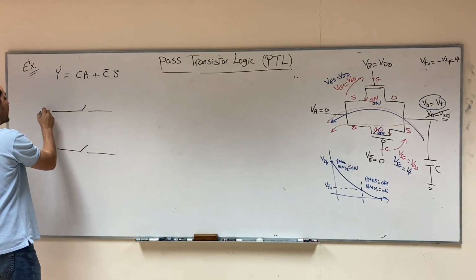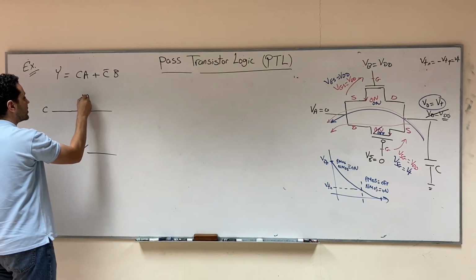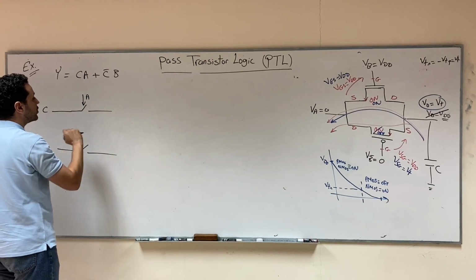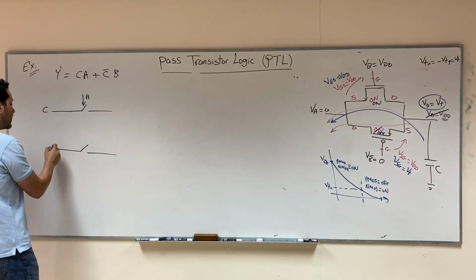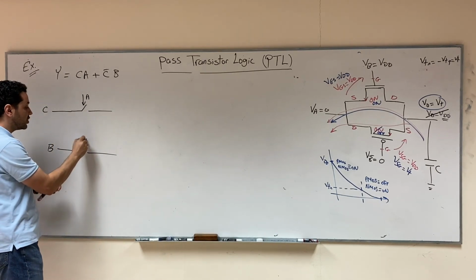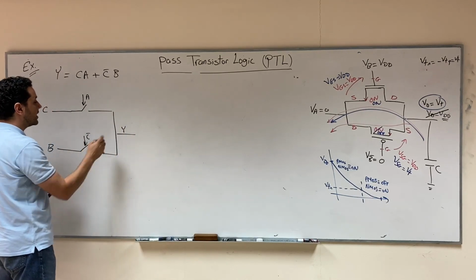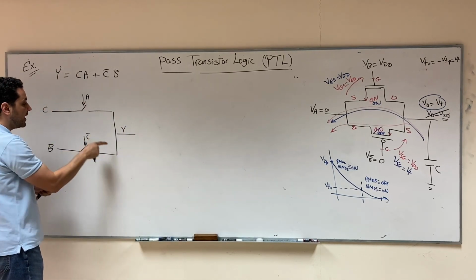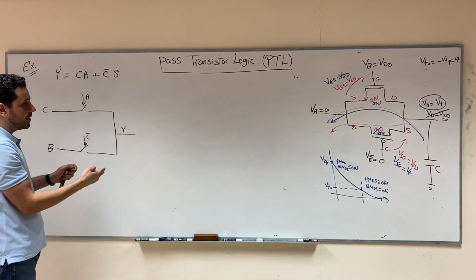So you can, for example, put C as an input here and control the switch using A. So this will give you C and A. And then the other branch, you can, for example, use B as an input and then control the switch using C bar. And then this will be the output. The output will be C and A or B and C bar. This is one way to implement it.